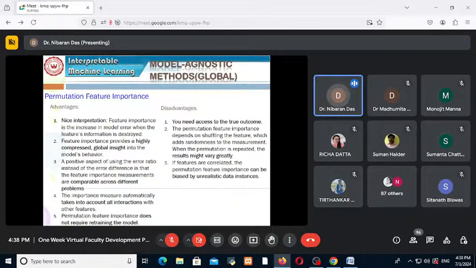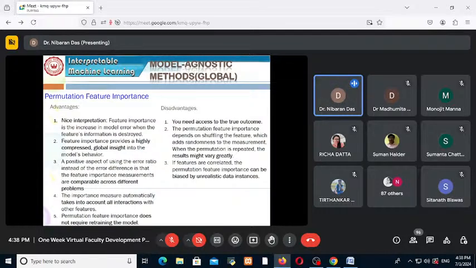Another point: permutation feature importance does not require retraining the model. You could just feed the corresponding features to the black box model and you will get the corresponding output, and from the output you could decide that.